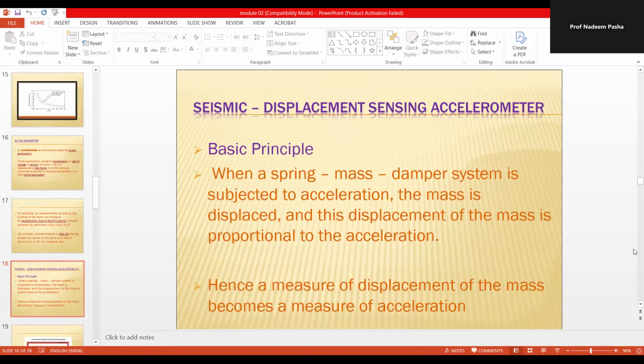Seismic displacement sensing accelerometer. So, what is the basic principle? How does it work? When a spring mass damper system is subjected to acceleration, the mass is displaced, and this displacement of the mass is in proportion to the acceleration. Suppose your system is a spring mass damper system which is subjected to acceleration. The displacement of the mass is proportional to the acceleration. Hence, a measure of displacement of the mass becomes a measure of acceleration.